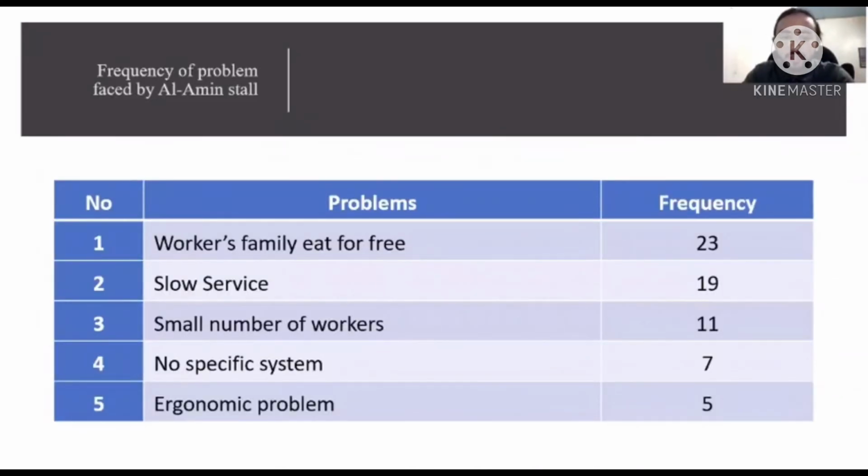Based on the check sheet, we have stated the frequency of problems that occur in Al-Amin stall: worker and family eat for free 23, slow service 19, small number of worker 11, non-specific system 7, and ergonomic problem 5.